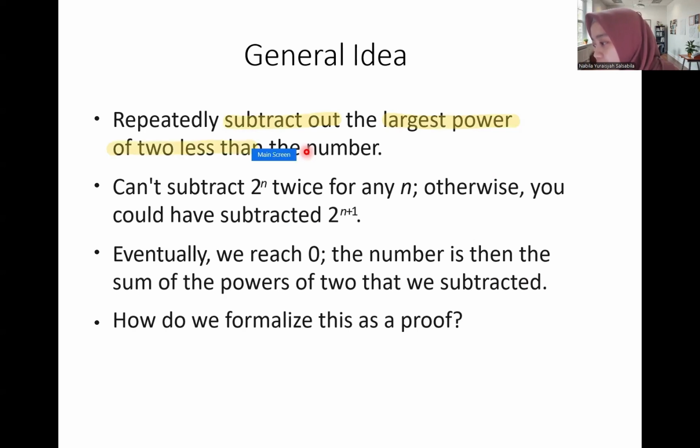Okay. You cannot subtract 2 to the power of n twice for any n, so it must be distinct. Yeah, you could subtract 2 to the power of n plus 1. So eventually we reach 0. The number is then the sum of the powers of 2 that we subtracted.